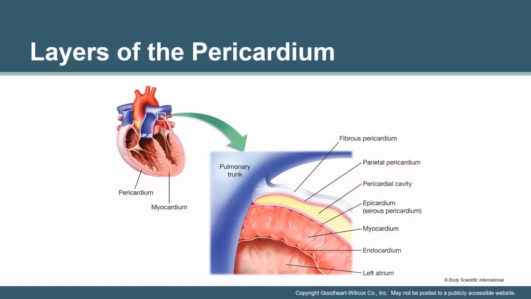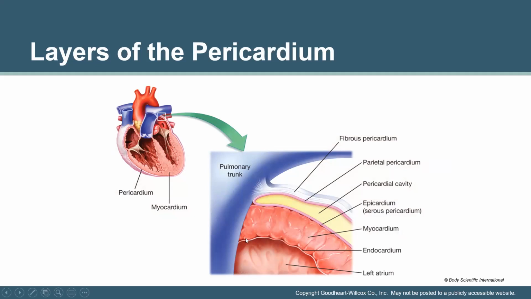Now, the pericardium of the heart. This is a very nice picture to demonstrate the layers of the heart. Okay, the heart muscle itself is the myocardium. The pericardium is the fibrous tissue around it. The innermost layer of the heart is the endocardium.